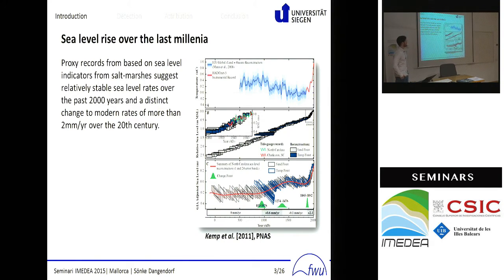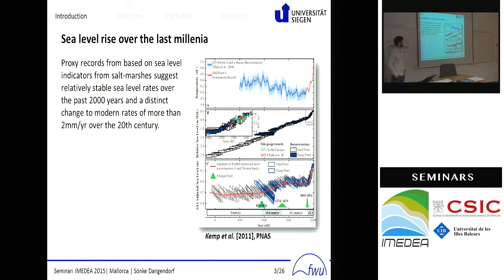This unique change during the Anthropocene can also be seen when we look into sea level itself. There exist also proxy records for sea level. These proxy records are mainly based on sea level indicators from salt marshes. And here's one example shown from Kemp and colleagues, published in 2011 in PNAS. These colleagues reconstructed, in this case, sea level in North Carolina, which is shown in the lower part of this plot. And you can see a very similar picture as for global surface temperature.